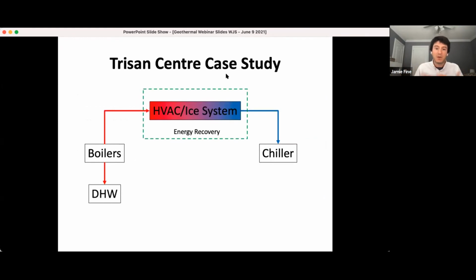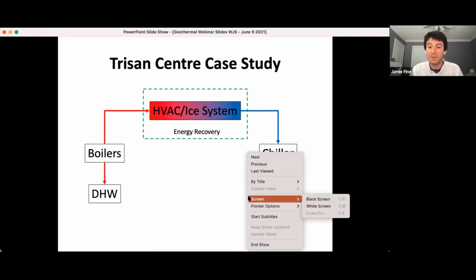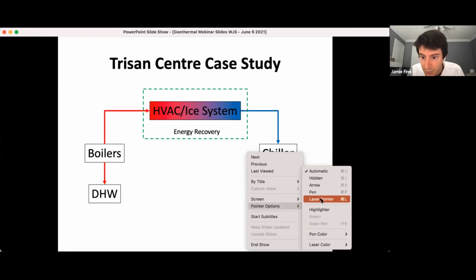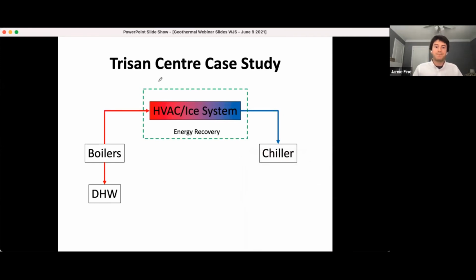So just to move a bit quickly here, here's a high level schematic of what the building energy system, at least from our perspective, looks like. I'm just gonna use a pen. So as you can see over here, this is the HVAC and ice making system.